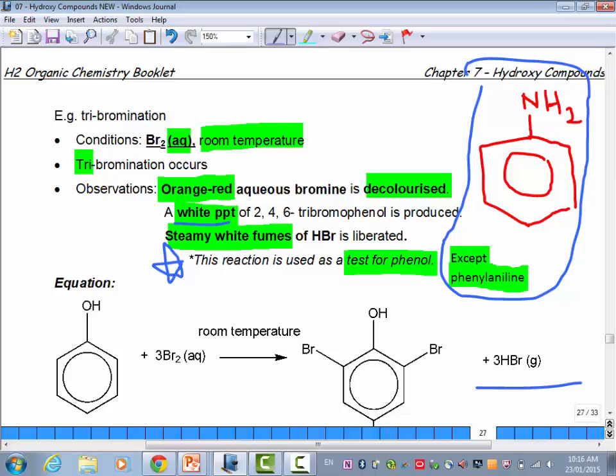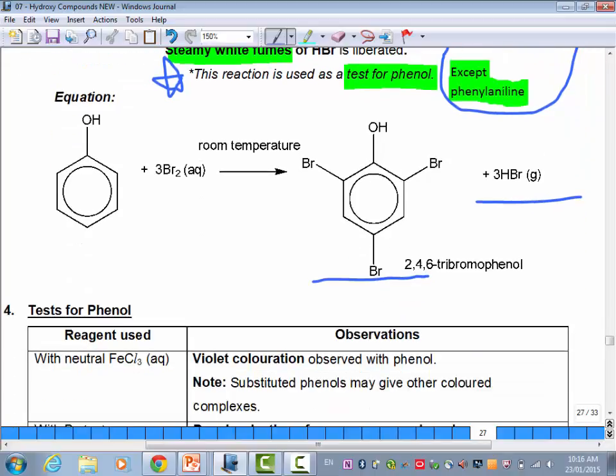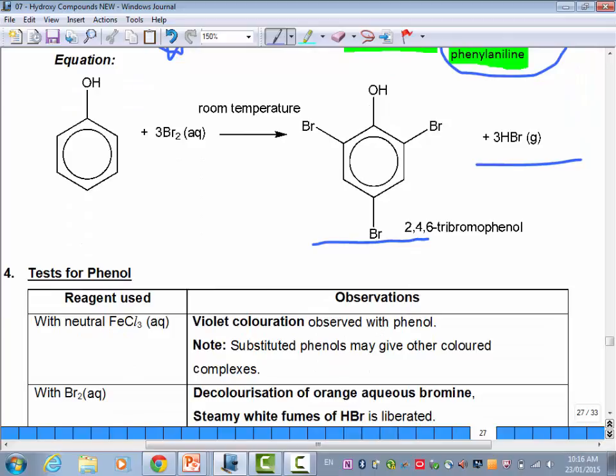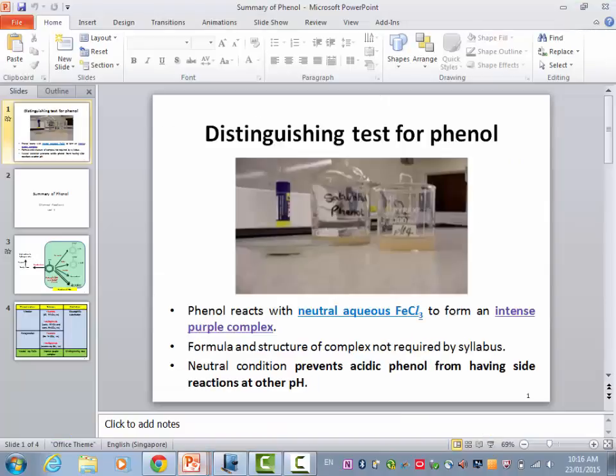Okay. So other than this particular distinguishing test, you can also use neutral FeCl3 aqueous to see whether this compound contains phenol or not. So the observation is that you will notice a violet coloration, a purple color. To better give you an idea how this purple color looks like, here I'm going to show you a video.